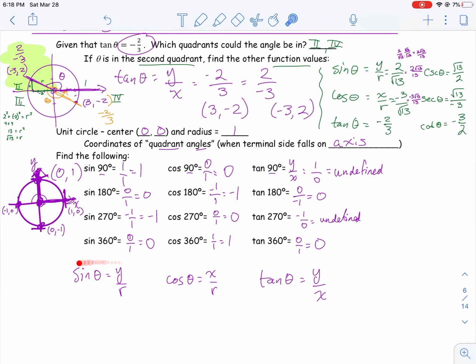And so we see that these definitions work even when I don't have a triangle. We just have to rely on the coordinates x, y, and r. Remember, for quadrant angles, it's going to be a little different. We're going to draw a unit circle and use 1 as the radius and look at my x and y coordinates. You'll notice that for most of these, actually all of these, let me say this more clearly.